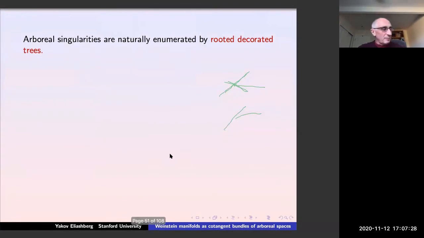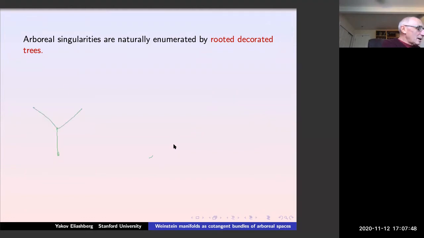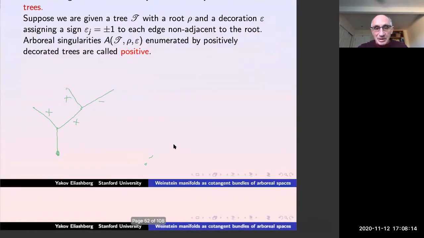So arboreal models are naturally enumerated by rooted decorated trees. That's why they are called arboreal. So what does that precisely mean? You take a tree with a root, and then every edge except the one attached to the root, you decorate with plus or minus. Then this graph determines uniquely some arboreal model. And this is essentially by construction.